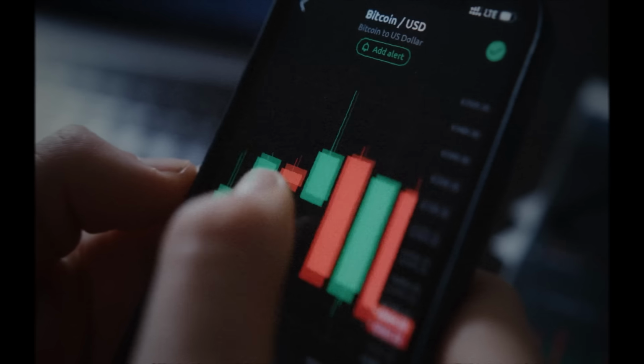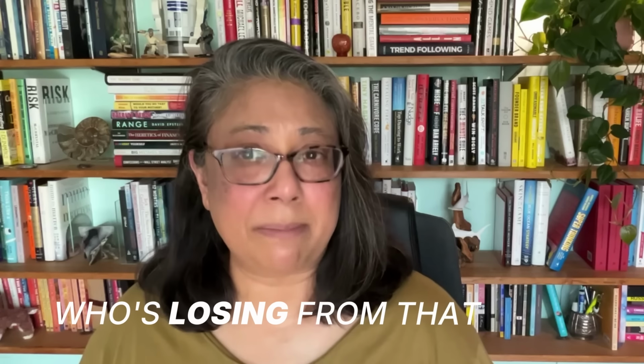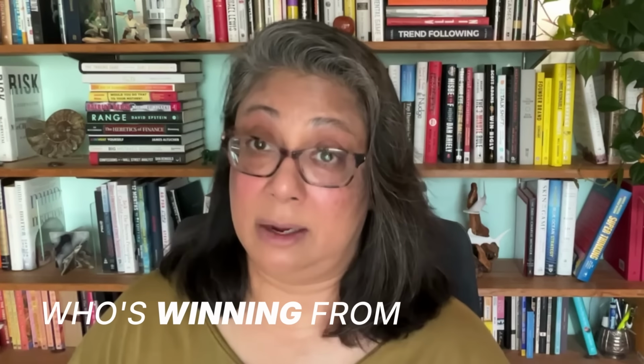There is size at those price levels. In other words, lots of trades happened at that level. It represents an agreed upon value from the previous session. So think about who's losing from that level and who's winning from that level.